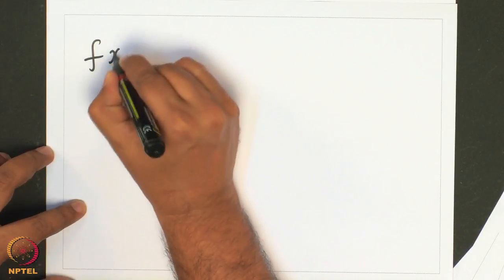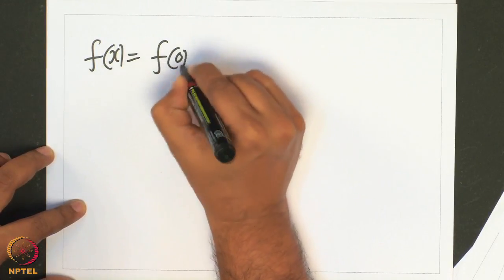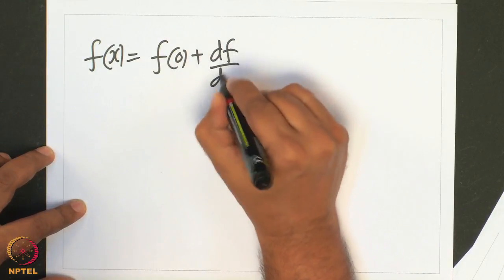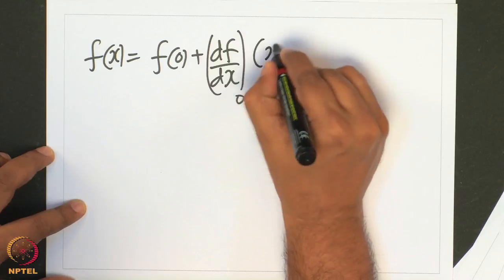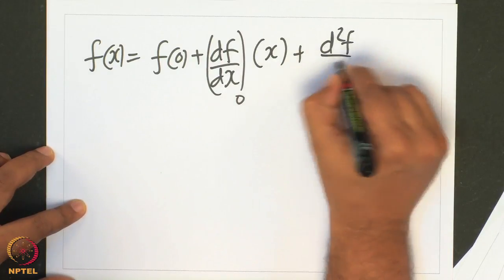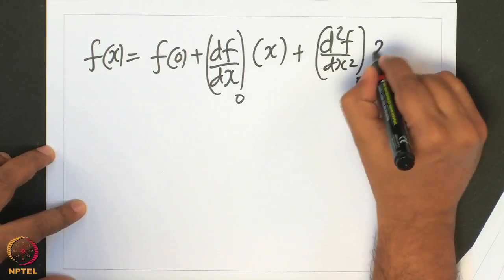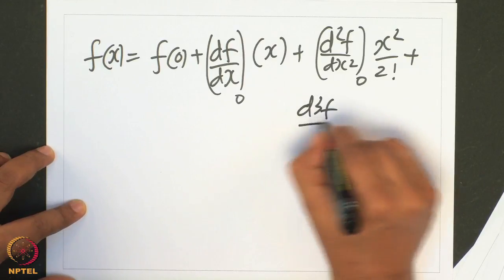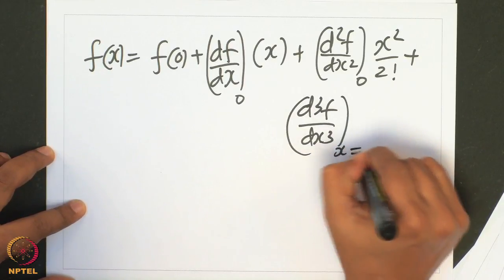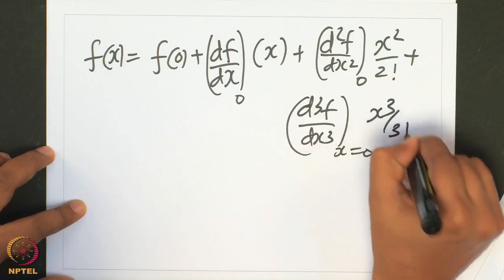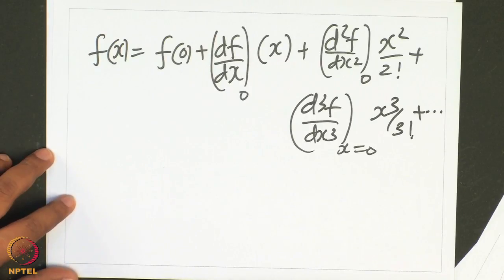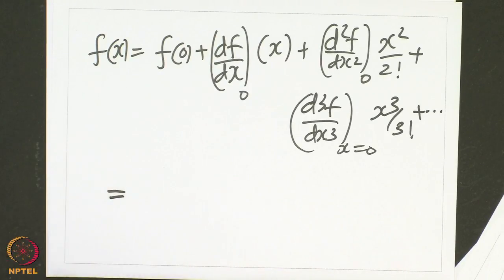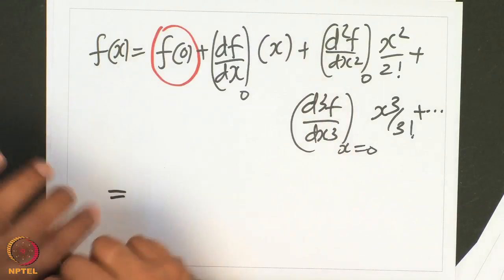So let us see what we want. We want the function f of x. The Taylor series says f of x is f at 0 plus df by dx at 0 times x plus d square f by dx square at 0 times x square by 2 factorial plus d cube f by dx cube at x equal to 0 times x cube by 3 factorial plus infinite dot dot dot. So the simplest assumption is that this is to be assumed to be 1. So I will put here 1.